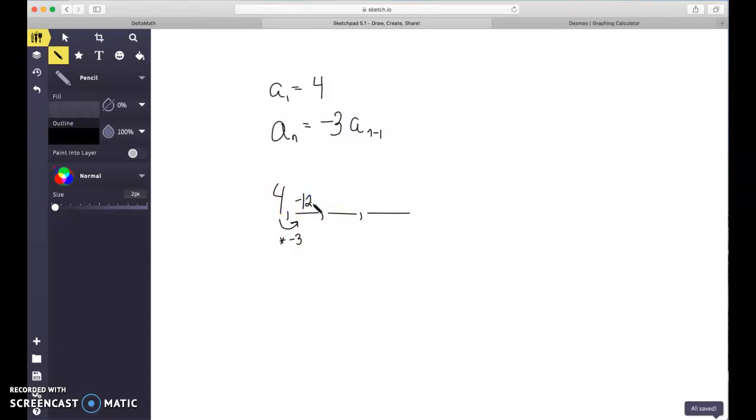And then I'm going to do negative 12 times negative 3, and that's going to give me positive 36. And then I'm going to do positive 36 times negative 3, and that's going to give me negative 108. So my fourth term is negative 108.